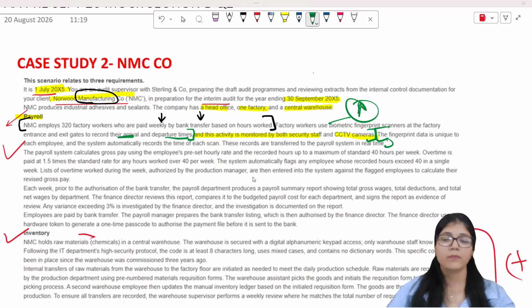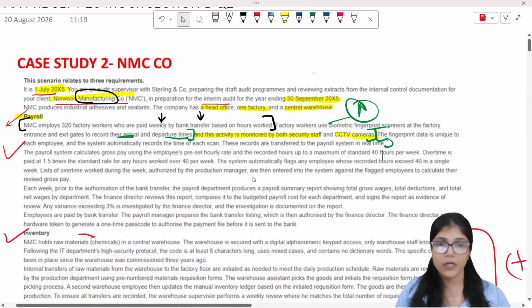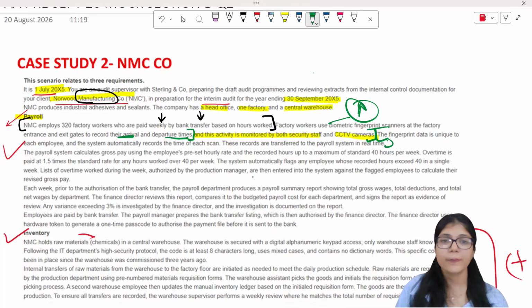All right, next one. The payroll system calculates gross pay using employees' preset hourly rate. Okay. For example, if an employee is a staff, he will get 10 rupees per hour. If it is a senior, he will get 20 rupees per hour. If it is a manager, he will get 50 rupees per hour. So the preset hourly rate is there and the system is calculating the gross pay using that preset hourly rate.